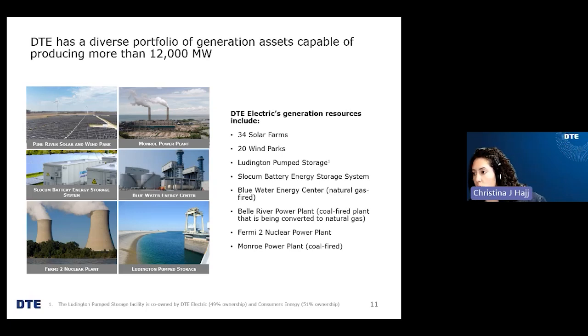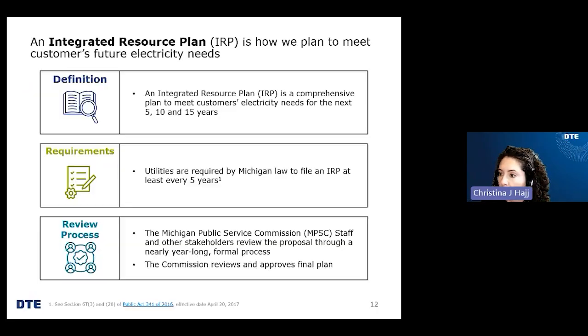Dispatchable power plants, like natural gas and nuclear, are capable of producing energy 24/7 and can be powered up or down to meet customer demand. Energy needs can change from day to day and over time.